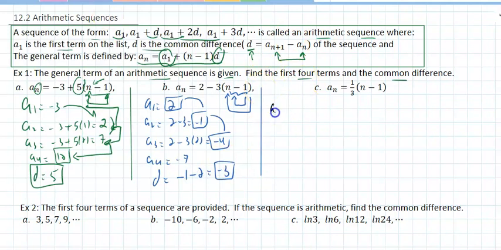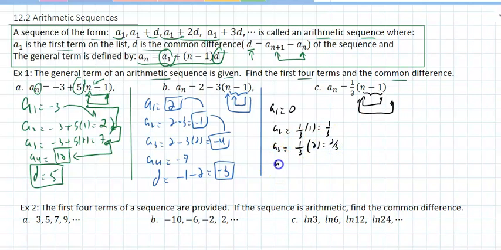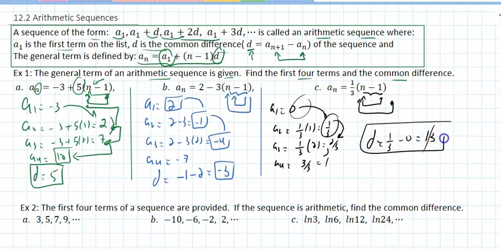And if I look at C, a sub 1, if I put a 1 in there, will be a 0. A sub 2, put a 2 in there, 2 minus 1 is 1 times 1/3, that's 1/3. A sub 3, put a 3 right there, that will be 1/3 times 3 minus 1 is 2, that's 2/3. A sub 4, well, let's see, since they told us it's arithmetic, what do you add to 0 to get 1/3? 1/3 plus another third, that's 2/3, plus another 1/3, that is 3/3 or 1. And the common difference is, take any term minus the previous term. There it is.